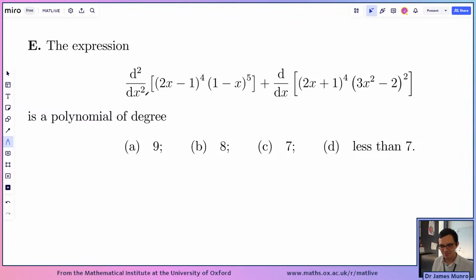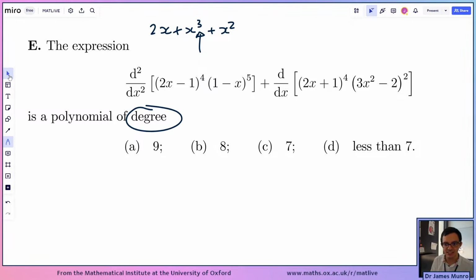Okay, so here's a horrible expression involving differentiation and polynomials. We're asked for the degree of the polynomial. And remember, that's the highest power of x that appears. So for example, the expression would be a polynomial of degree 3 because that's the highest power. The coefficients out the front don't matter, I suppose, so long as they're non-zero. You look for the term with the highest power.